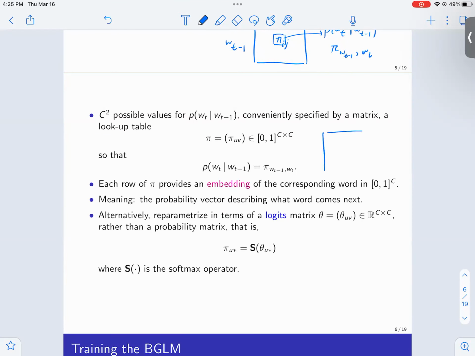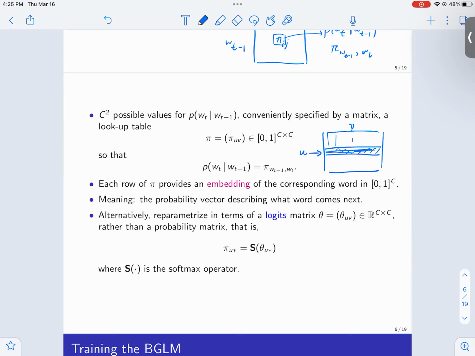I have a table. Each row would be a probability distribution. So that's going to be the probability that this is equal to a particular W. Then I have to specify the probability of the next word. For every row, I need to specify a probability. Let's call the previous word U. Given that the previous word was U, what is the chance that you observe the next word being V? So rows have to be probabilities.